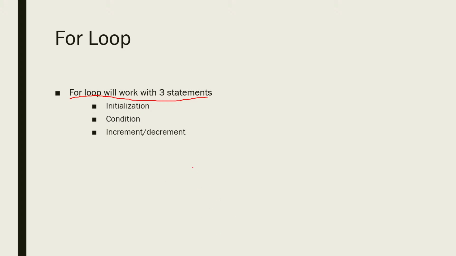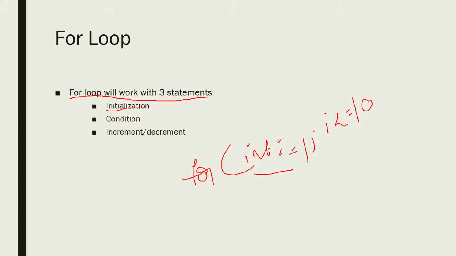For loop can be written like this, guys. For, in brackets, int i equal to 1. This is called initialization, guys. It will work on three parts. Initialization: first, we need to initialize a variable. Then we need to give some condition. This condition says how many times this loop should run. I am giving 10, so 10 times this loop should be executed.